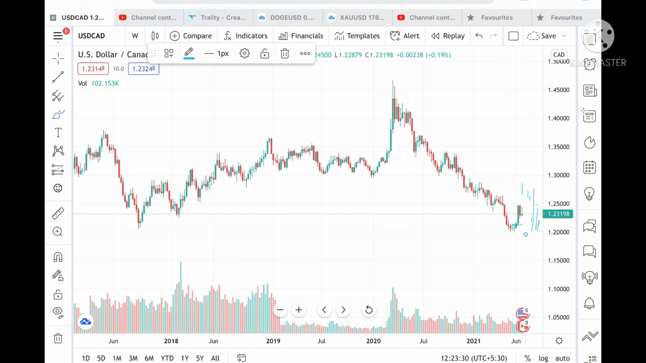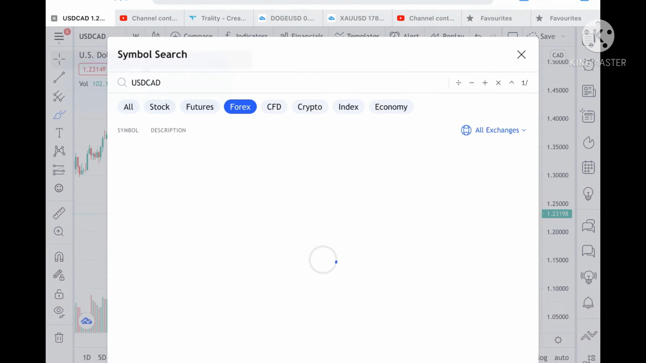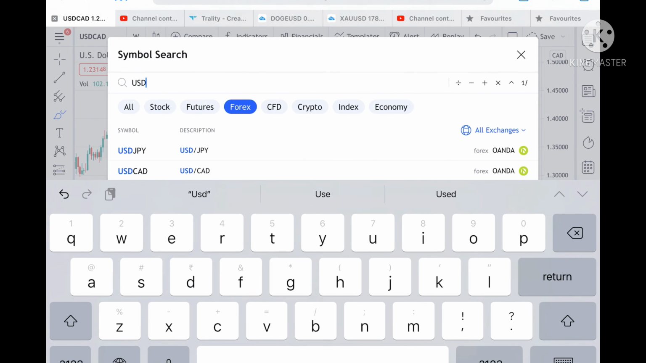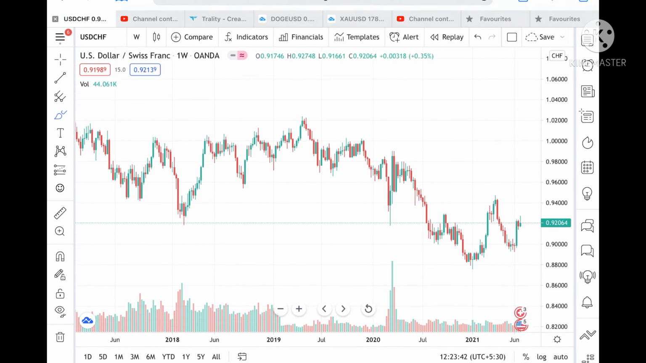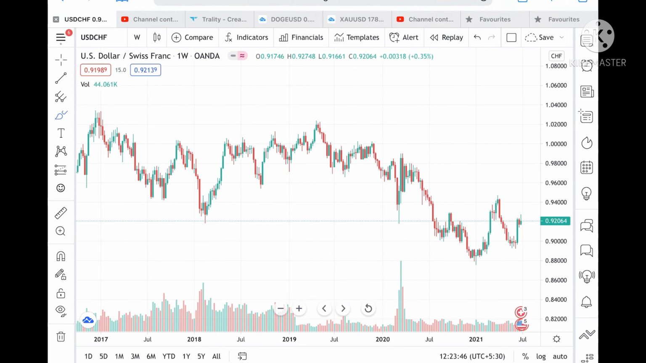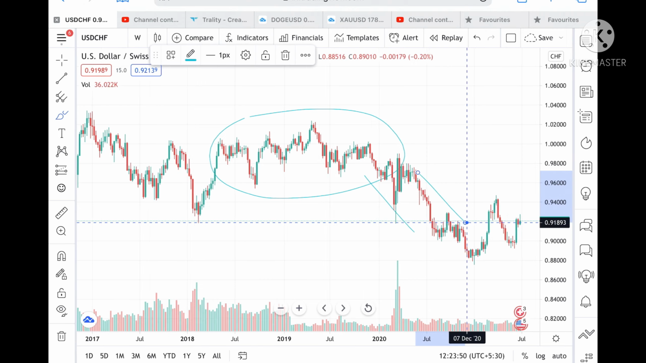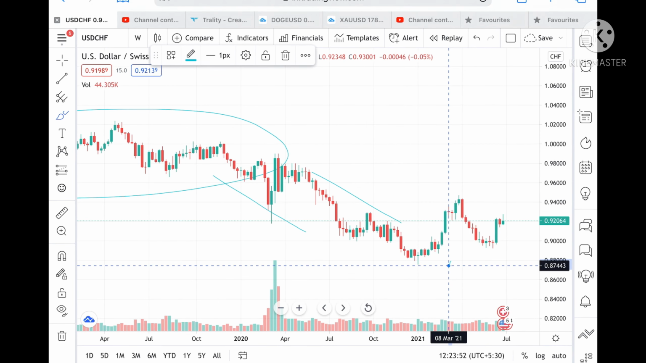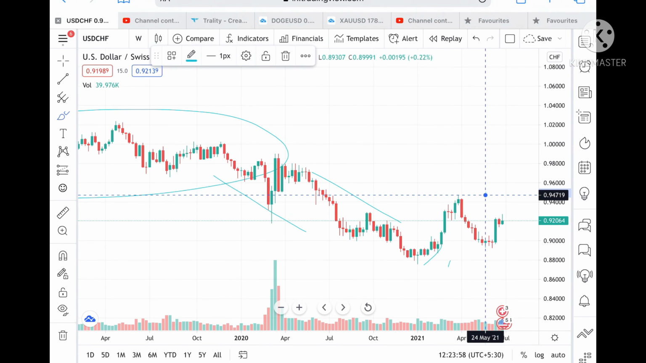Now if I talk to you about USD CHF, okay, see USD CHF, you can understand here that it was range bound before. After breaking the range, it came down, made a low at a level of 0.87443, and from there it bounced back, made a high of around 0.9719, and from there it again tested this level, because this is a strong support.